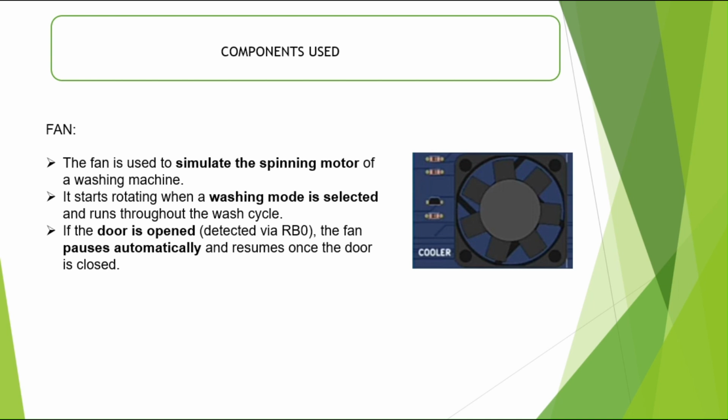The fan starts rotating as soon as washing mode is selected. Once you have chosen your washing cycle, the fan will begin to spin and will keep running throughout the entire washing cycle, just like a real washing machine motor. And there's also an important safety feature that is connected to the fan.